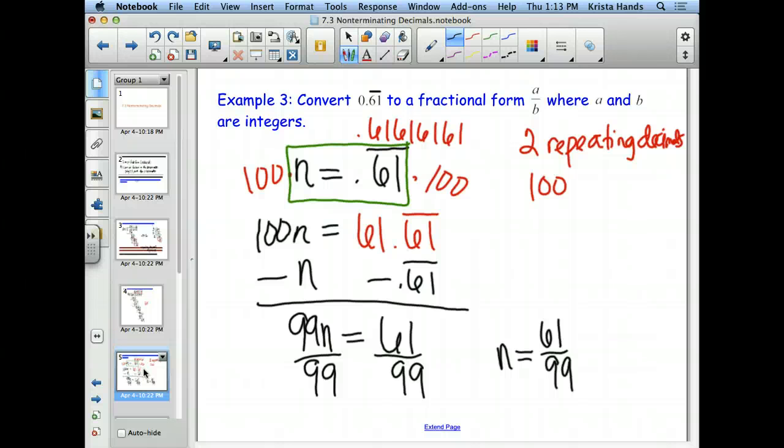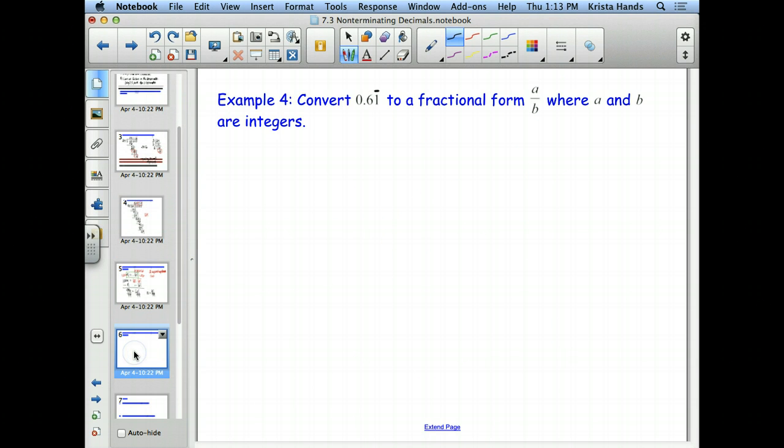Yep. Okay, you ready? The next one's the same thing. Not quite. What's different about this one? It's just the one repeating. So if we were to actually write this out, like we talked about earlier, it would look like this. So the answer is not going to be 61 over 99. There is some other expression for how to deal with this. How many numbers are repeating? One. That's important to remember, okay?